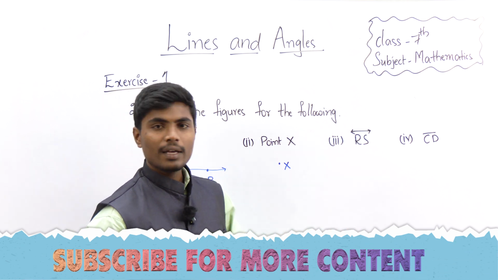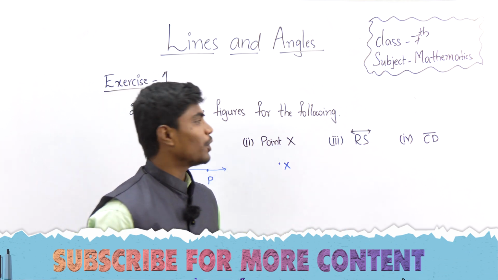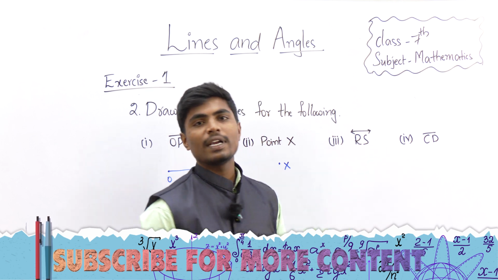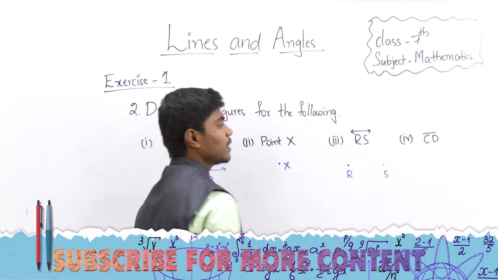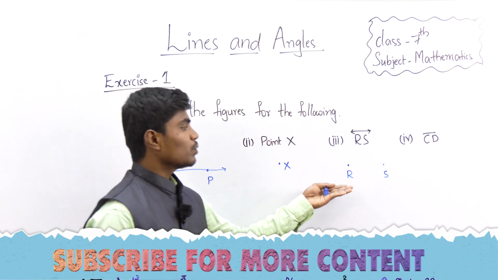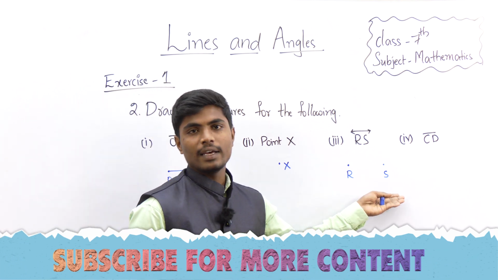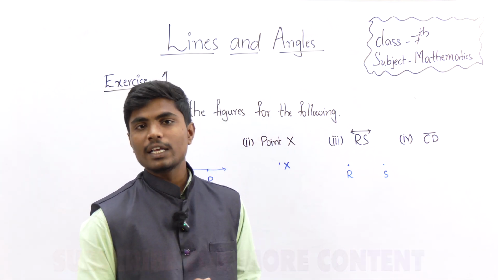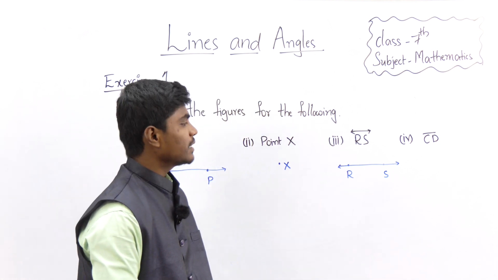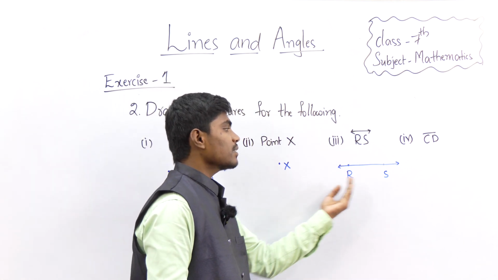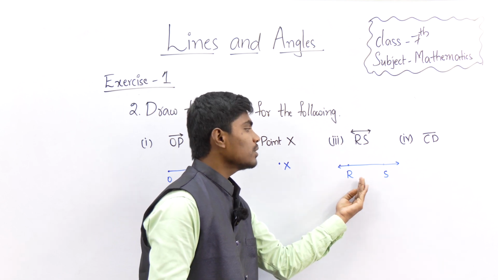So this is a line. It should have two points, one is R and one is S. So here R and S. The line should pass through these points R and S, and it should be continuous. So this is the figure for the third one. This is the line and it is continuous on both sides.